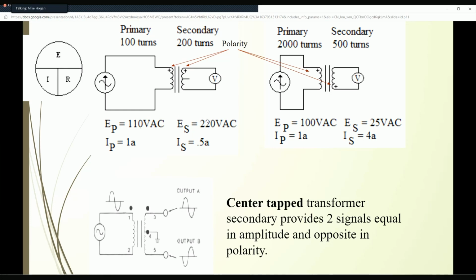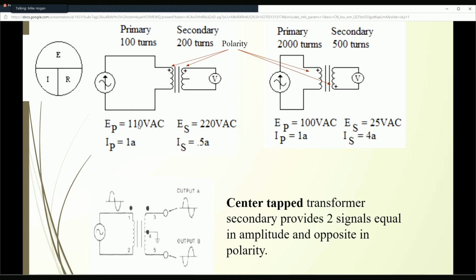Now, power: we're going to have some power losses, so theoretically it's not going to remain exactly the same. However, in terms of voltage times current, we're going to treat it as remaining the same. What I mean is, as my voltage increases from 110 volts to 220 volts, my current is going to decrease. My current is going to go from 1 amp in the primary to half an amp in the secondary. If I take my power formula, power is equal to current times voltage.